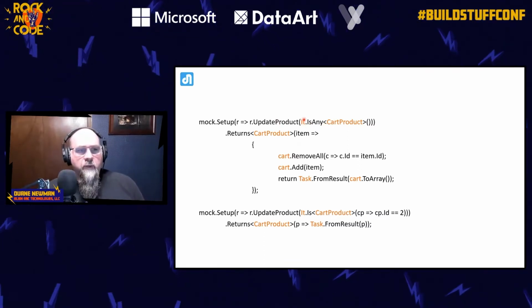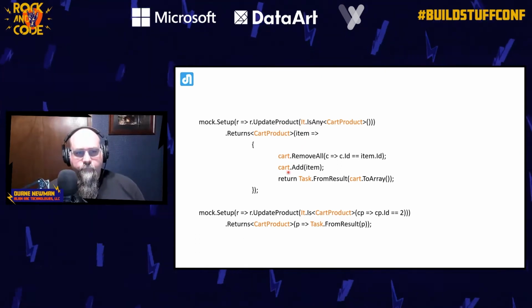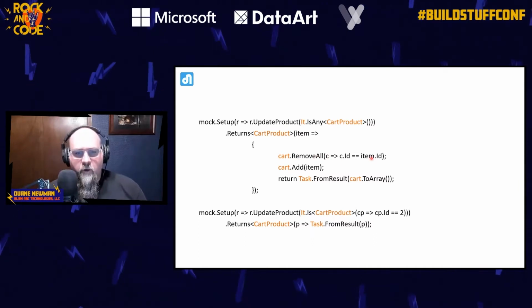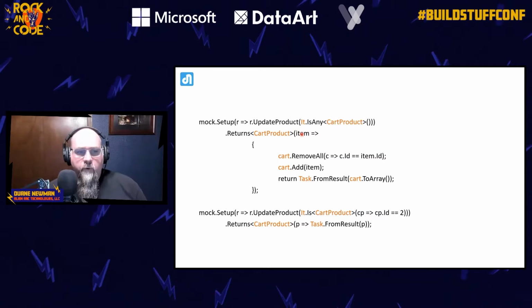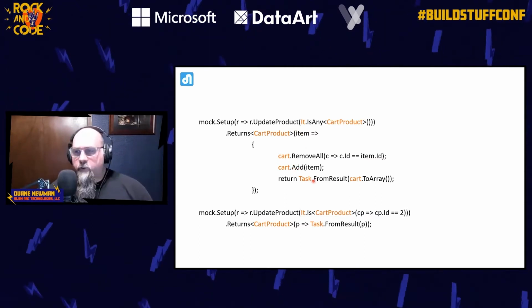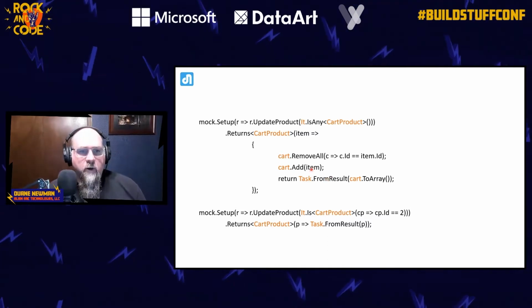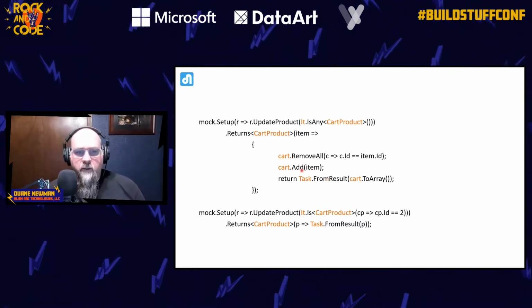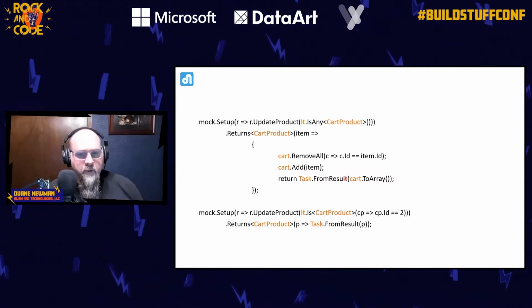And when that happens, we're going to come down here, we're going to do return, and we're going to just do some really simple logic here. We're going to remove everything from our cart that matches this item we passed in, and then we're going to add the new one back in and then return that. Just because we're doing some simple testing, we're not concerned with all the magic underneath this in the real cart product. We just need it to work right so that maybe our test flow has the expected results in it.